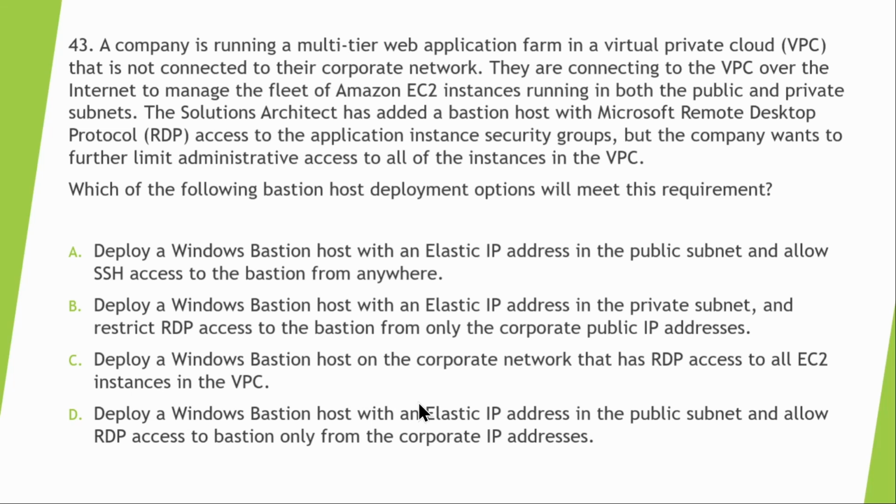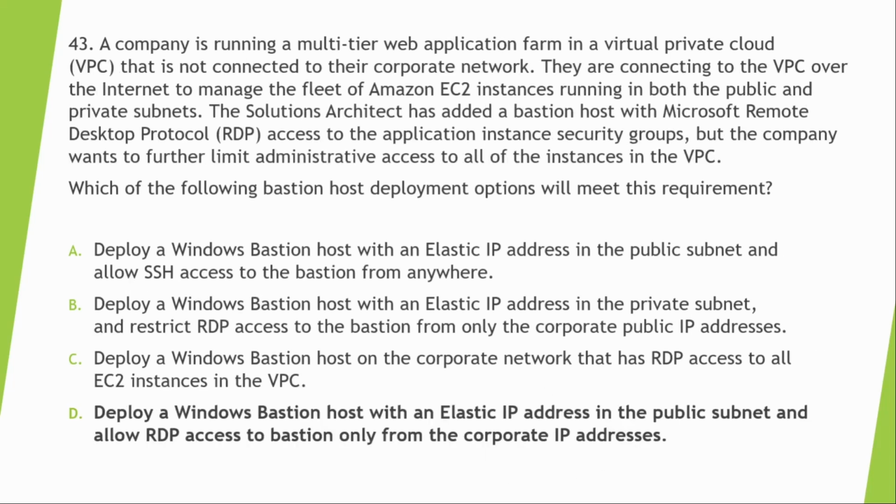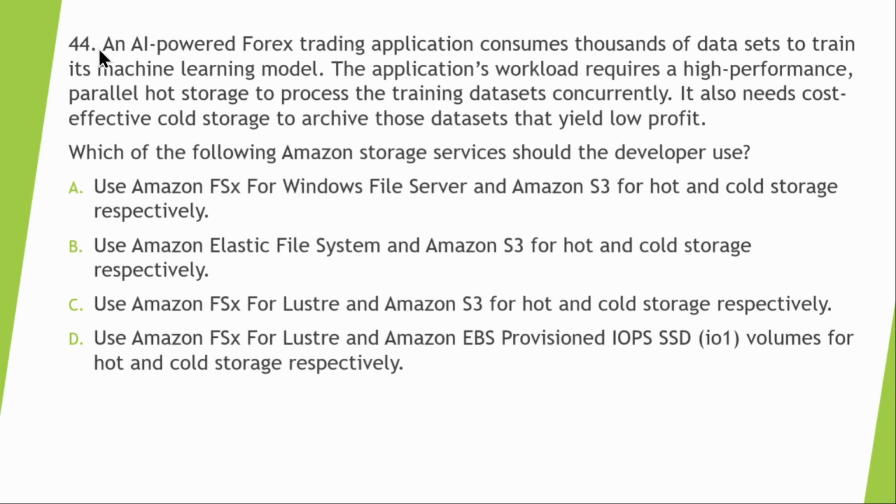So, deploy a Windows Bastion host with an elastic IP address in the public subnet, and allow RDP access to the Bastion only from the corporate IP addresses. This is the correct answer. You deploy the Bastion host in the public subnet with an elastic IP address, and as it is a Windows Bastion host, you allow RDP access only from your corporate IP addresses. Clear?